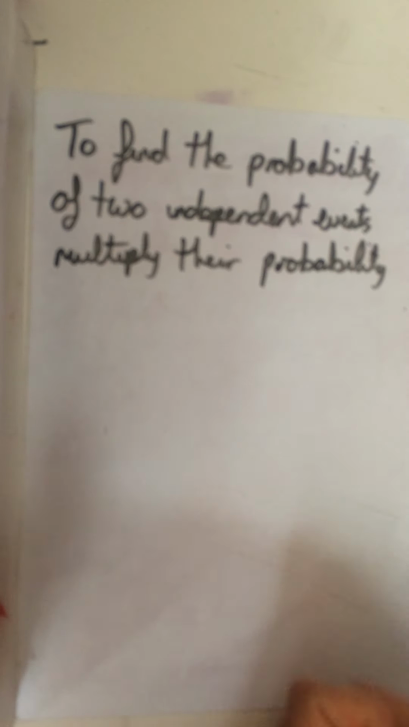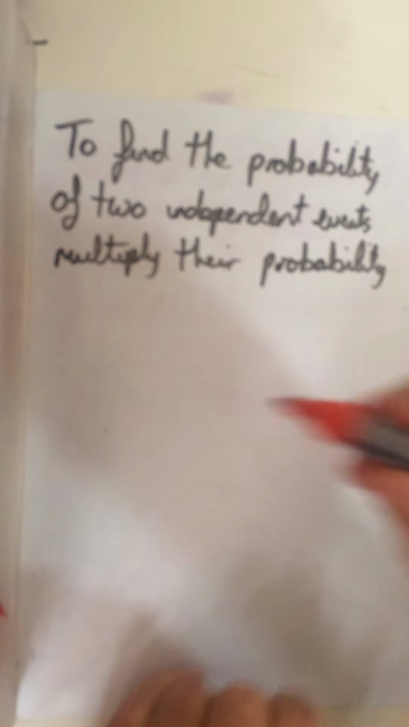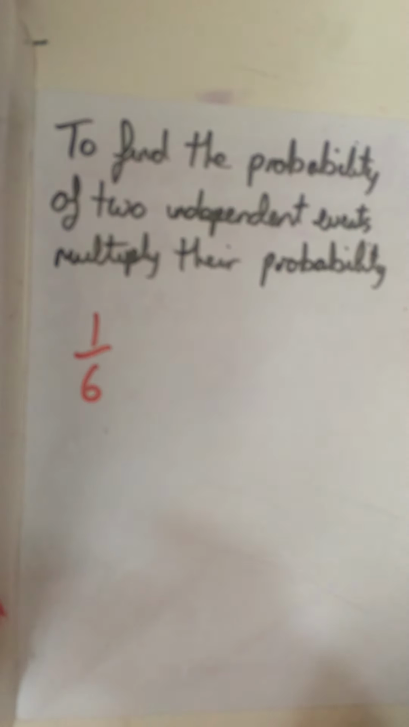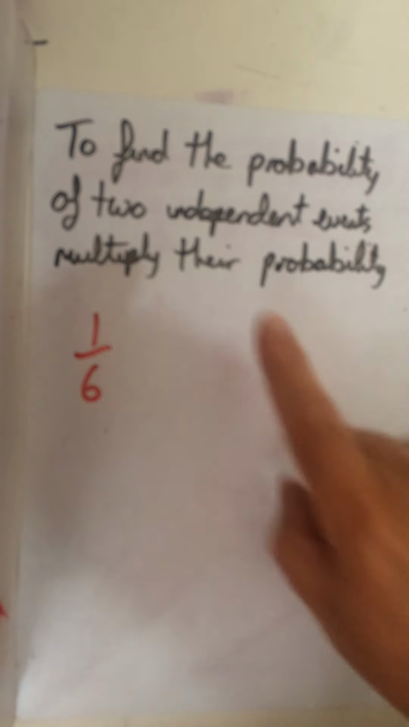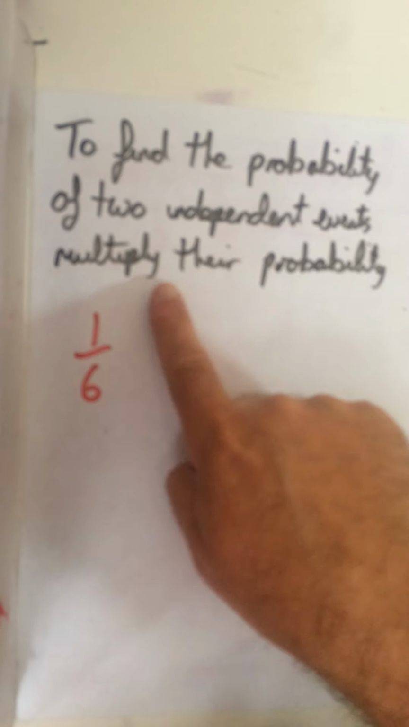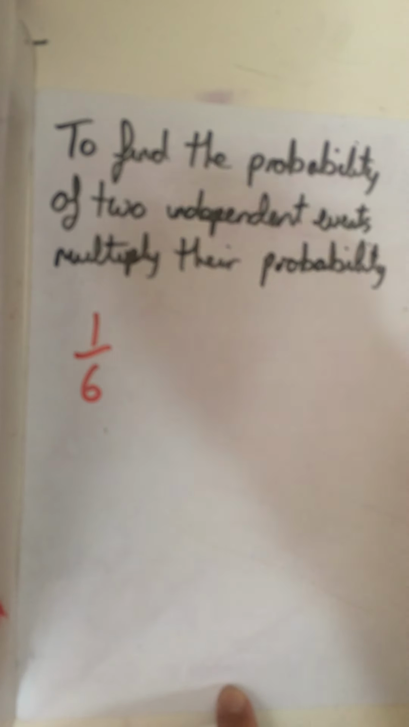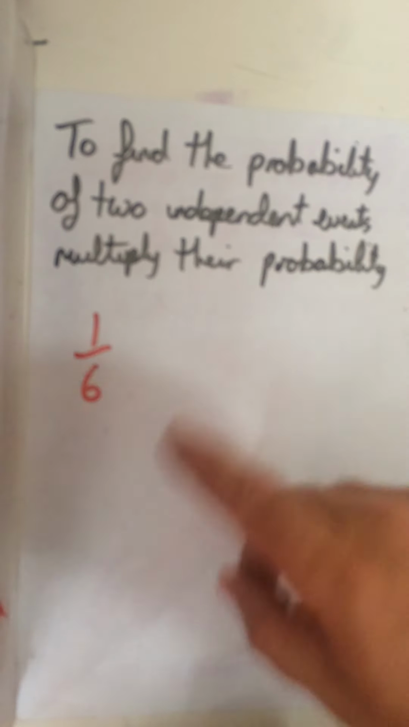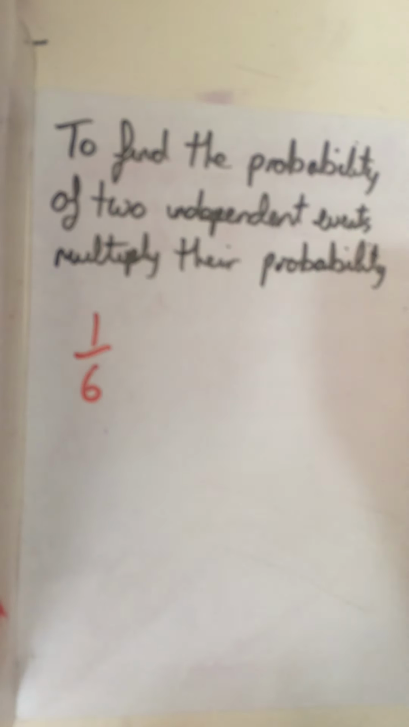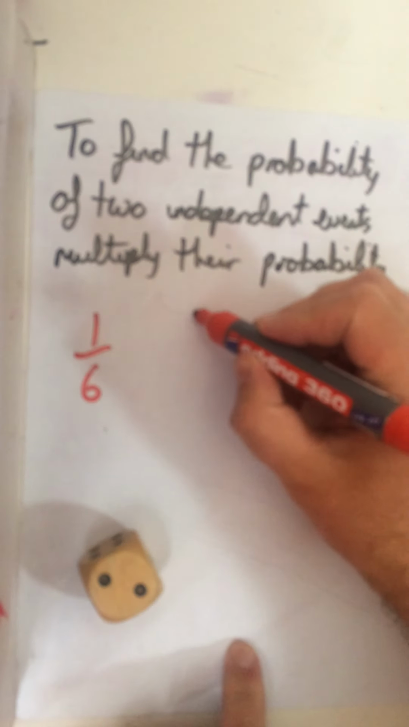Right, so let's give you an example of this. The most obvious one to use is a dice, okay? The probability of me rolling a 6 on a dice is, of course, 1 in 6. So if I want the probability of me rolling a 6 twice on the trot, I'm going to say in advance, I'm going to roll 2 6s, one after each other. To find the probability of 2 independent events, multiply their probability. The probability of me rolling a 6 first time is 1 in 6, and the probability of me rolling a 6 the second time is also 1 in 6.